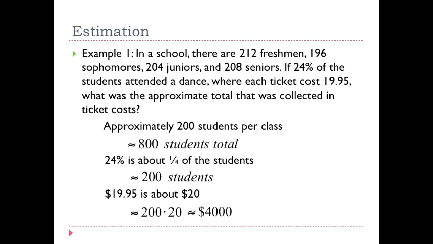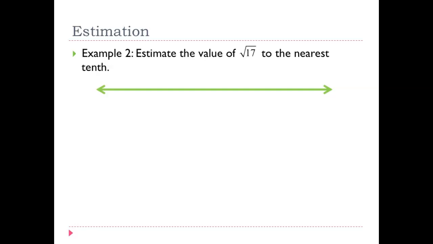All right, you may also see estimation problems show up like this next one. Estimate the value of the square root of 17 to the nearest 10th. So anytime you have a problem like this, you want to work with square roots of perfect squares. So square root of 17 is between the square root of 16 and the square root of 25. So I'm going to go ahead and draw those on the number line.